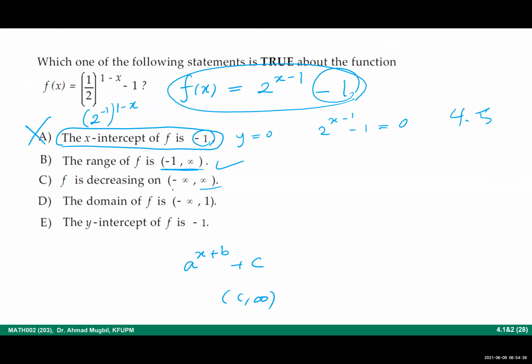But if you want to see that it is decreasing, you need to sketch the graph. But of course, this is increasing because it is 2 to the power x. And the domain is clear. The domain, of course, is all the real numbers. This is wrong. And the y-intercept is -1. When you put x equals 0, you will not get -1. So this is wrong. So no need to sketch the graph here.